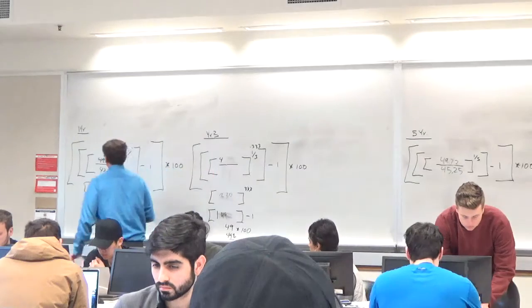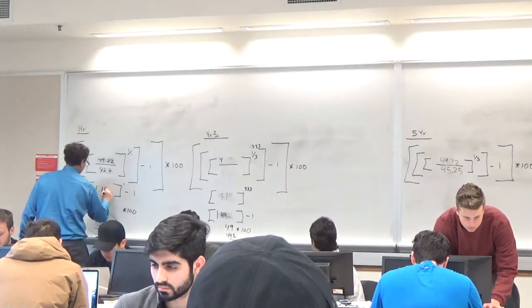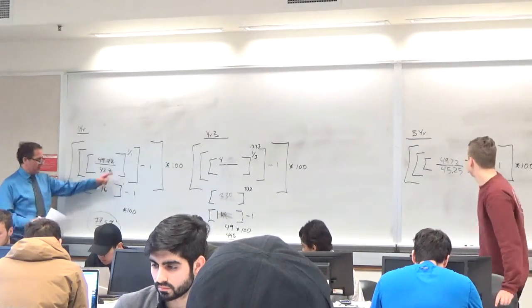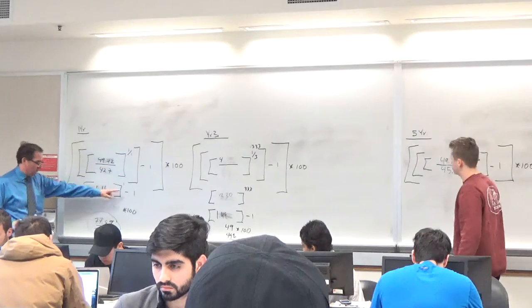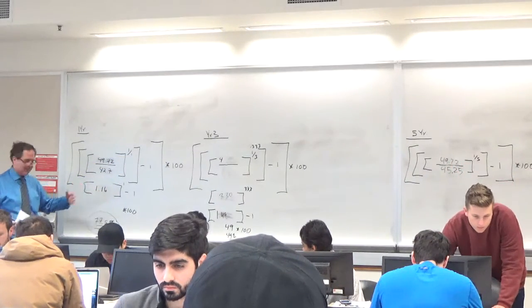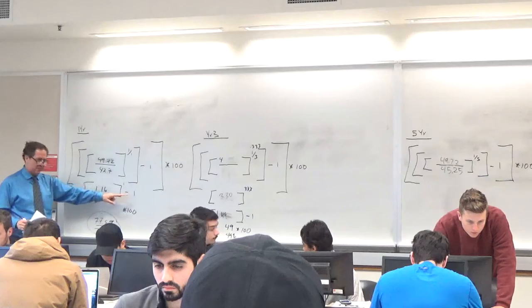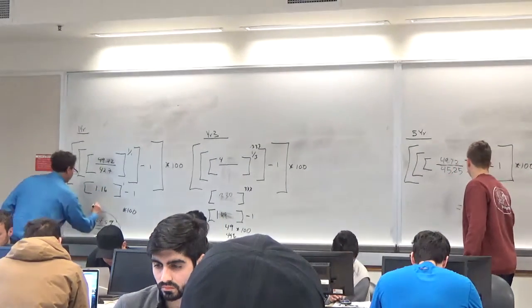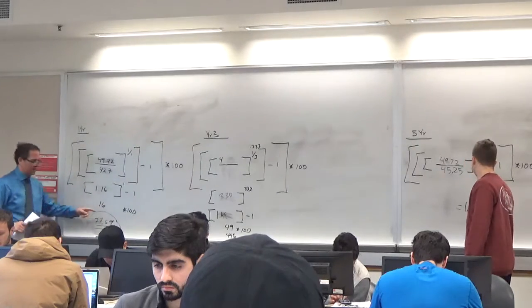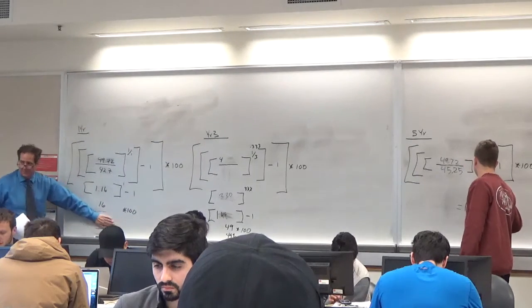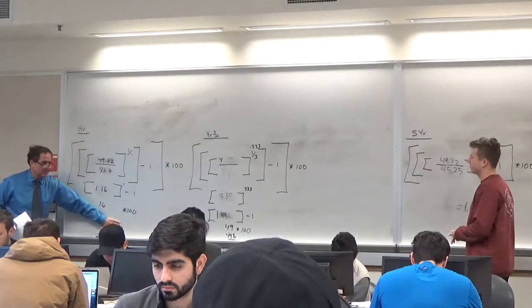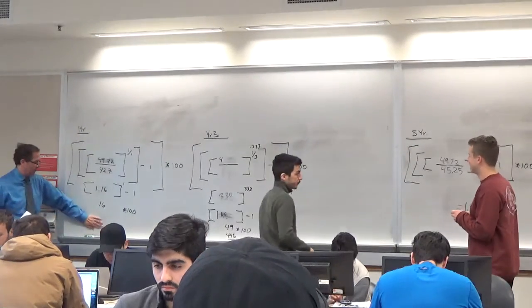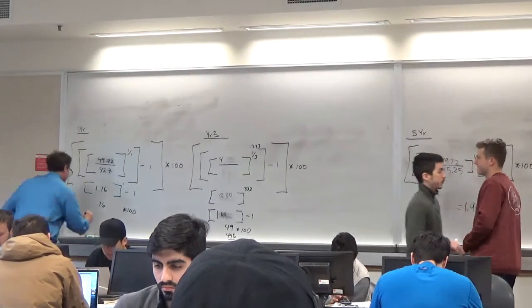Okay, so 1.16, and 1 divided by 1 is 1, right? And then what's 1.16 minus 1? 0.16. What's 0.16 times 100? 16%. Yeah, 16%.